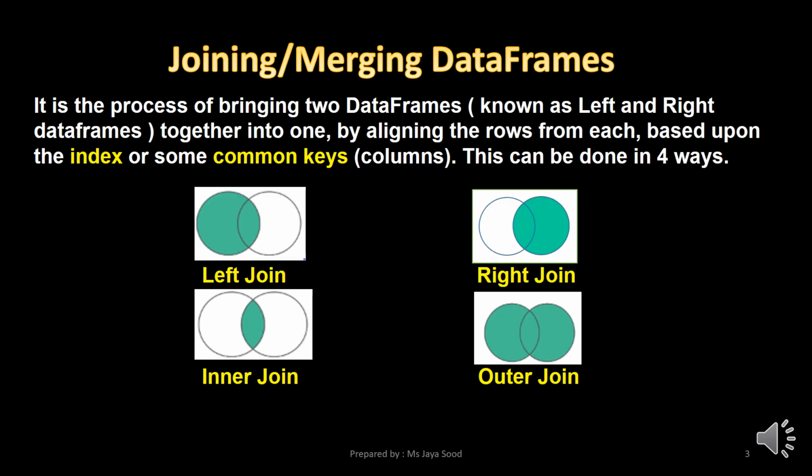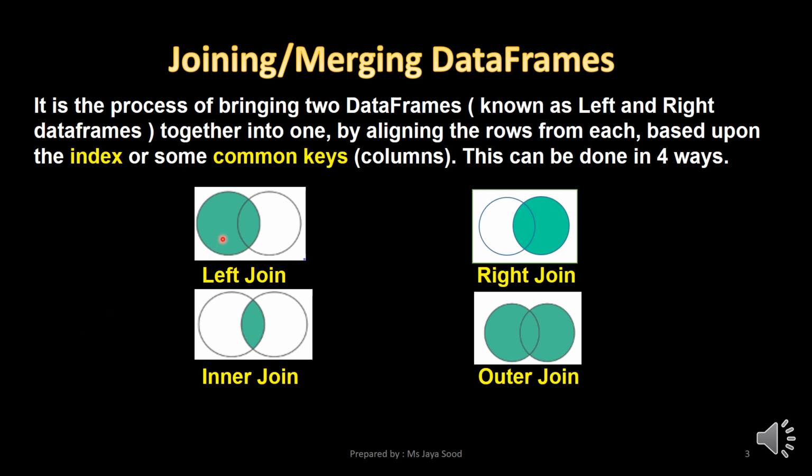Joining or merging data frames is the process of bringing two data frames, known as left and right data frames, together into one by aligning the rows from each based upon the index or some common keys. This can be done in four ways.